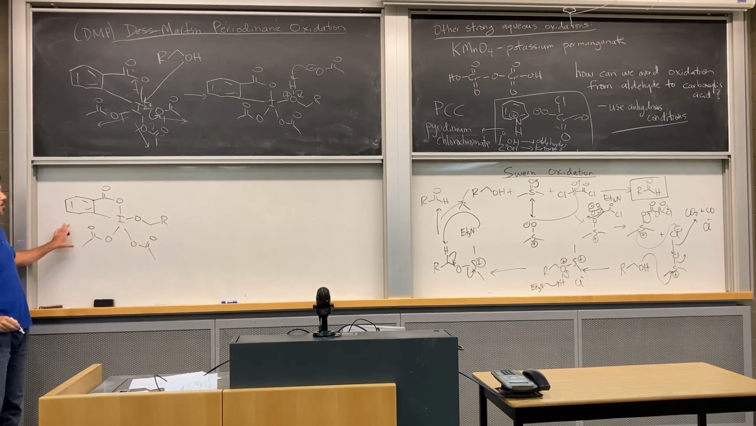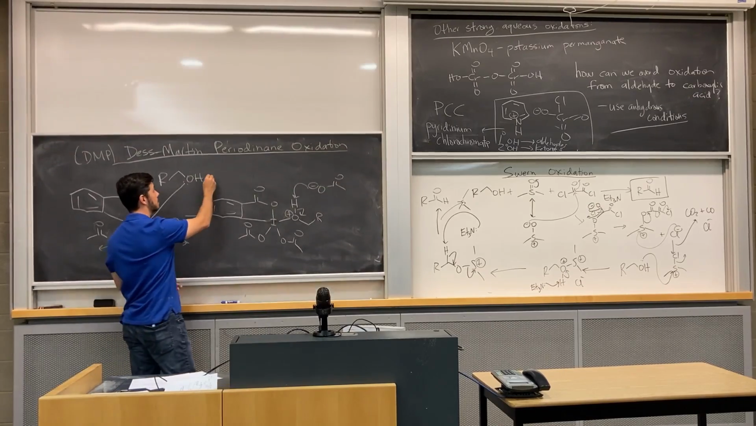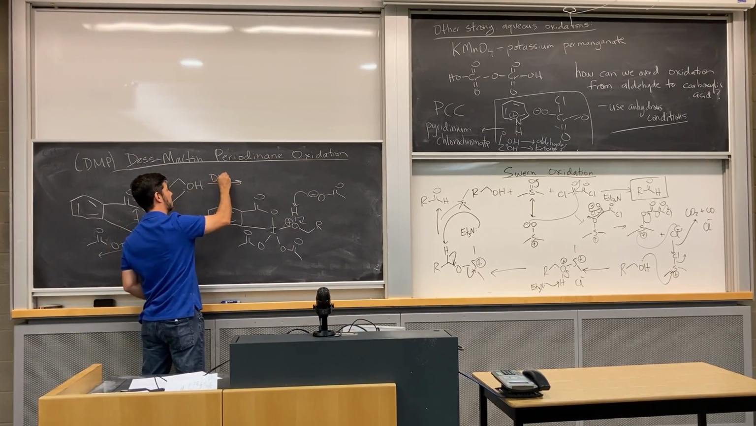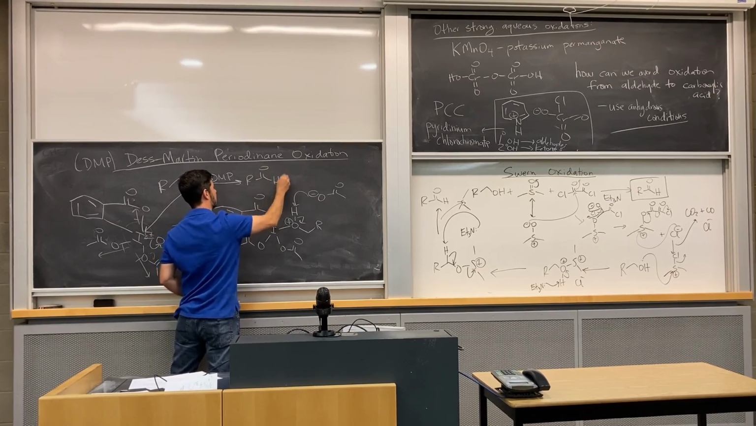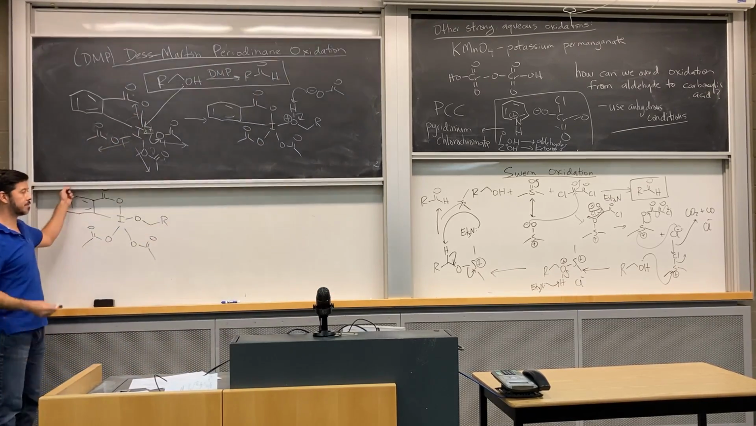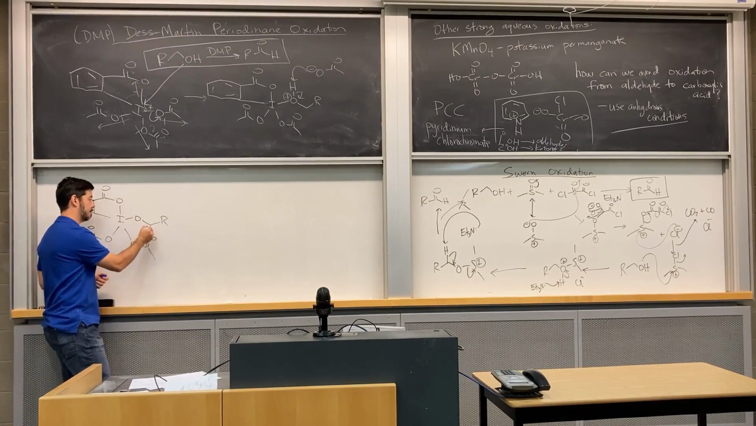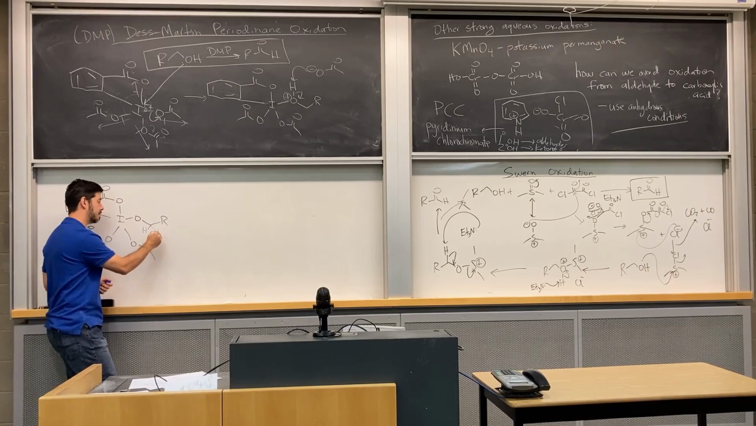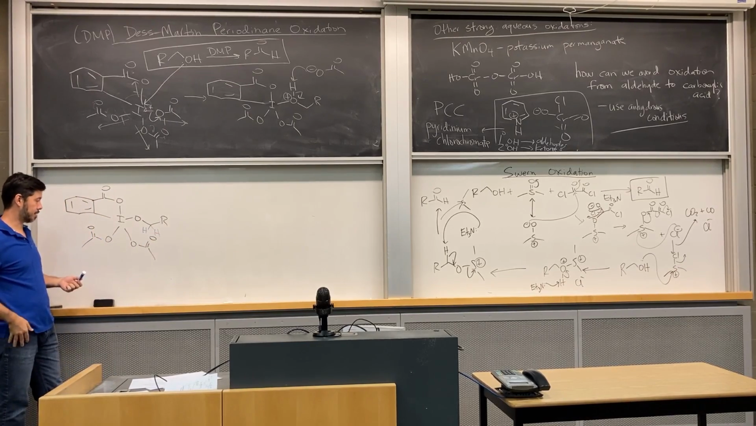Okay, how are we going to go from this complex to an aldehyde? Just to be clear, we're going from this alcohol, this Dess-Martin periodinane, to an aldehyde. So we need to find an acidic proton that we can remove. Here are a couple of acidic protons, right? So how are we going to remove that?